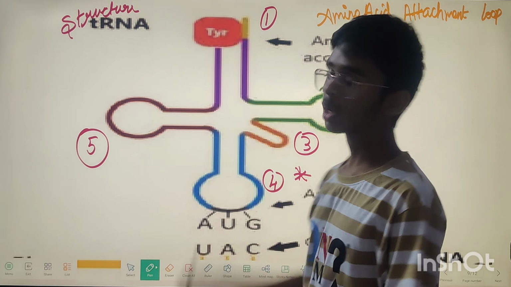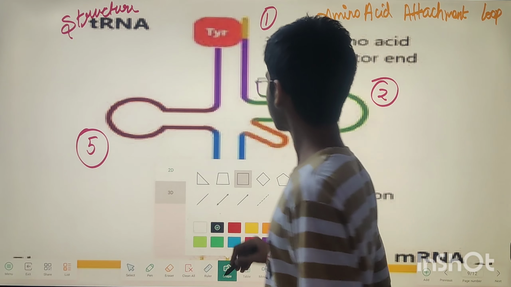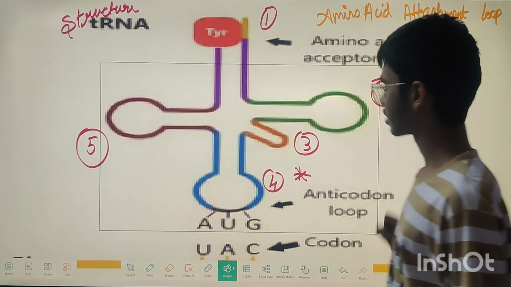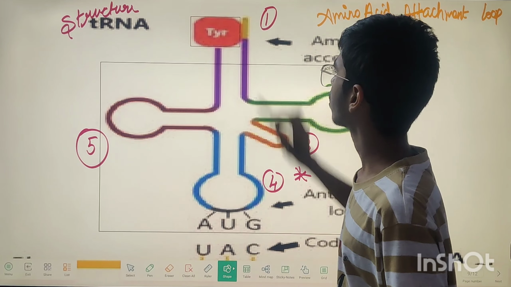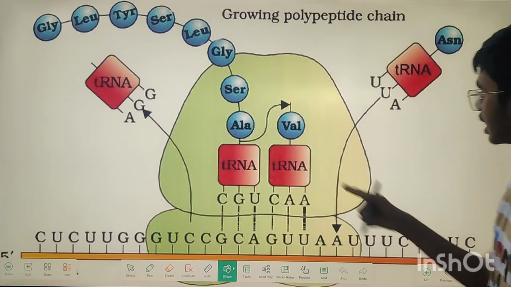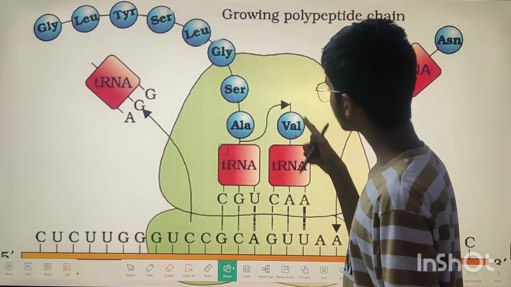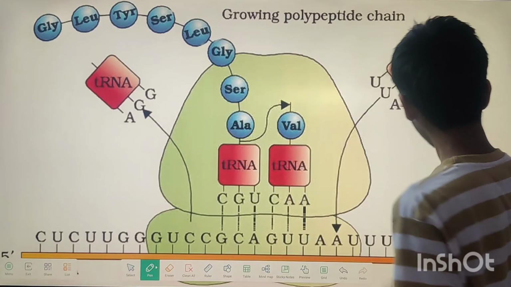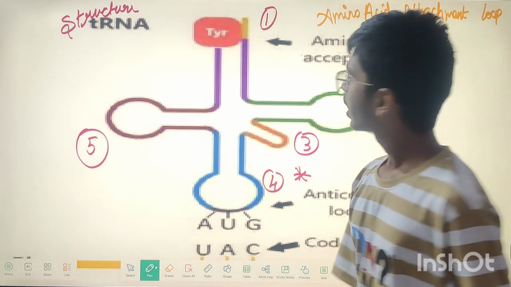Attachment loop. This is the place where the amino acid will be attached. This entire structure will be concluded as a box, and only this will be written on the top. The total complex structure is the tRNA, and the attached amino acid is valine. Like that only it will be concluded, so don't get confused.